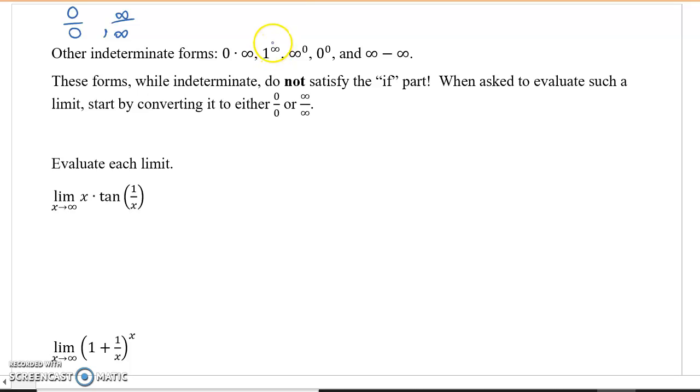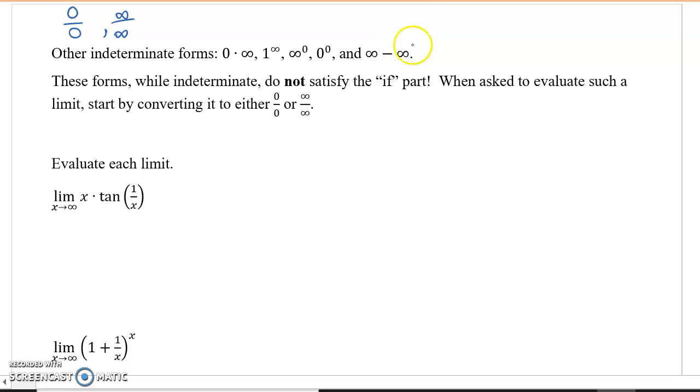1 raised to the infinity is interesting because anything bigger than 1 raised to the infinity goes to infinity. Anything smaller than 1 raised to the infinity goes to 0. So this is exactly in between 0 and infinity. So what does that mean? Well, it's indeterminate. Likewise with infinity raised to the 0: any number raised to the 0 equals 1, but infinity raised to a power greater than 0 is infinity. So which one is it? We don't know. 0 raised to a power is 0. Anything raised to the 0 is 1.